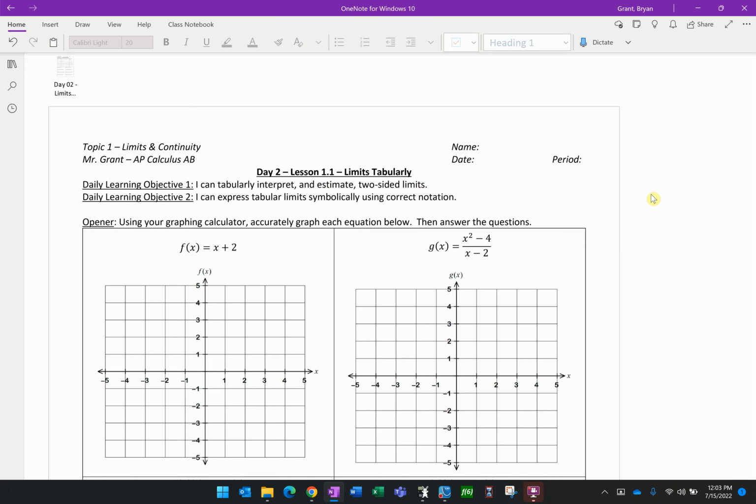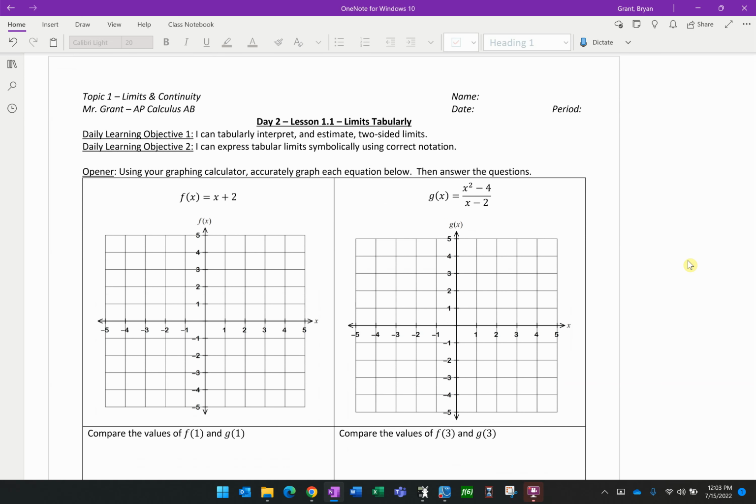I'm actually redoing my entire limits section this year. This is 2022. You can see our calendar down here. Because I didn't really like how it went the last couple of years, and I think I can do a better job, so hopefully I'm right. Let's go ahead and get started.